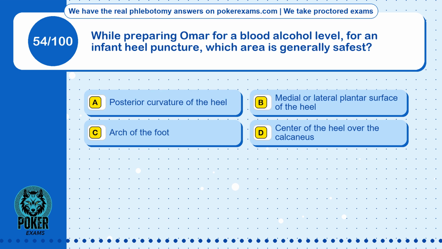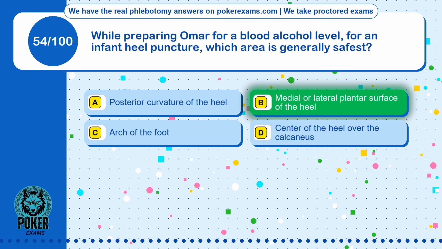Question 54. While preparing Omar for a blood alcohol level, for an infant heel puncture, which area is generally safest? Option A. Posterior curvature of the heel. Option B. Medial or lateral plantar surface of the heel. Option C. Arch of the foot. Option D. Center of the heel over the calcaneus.